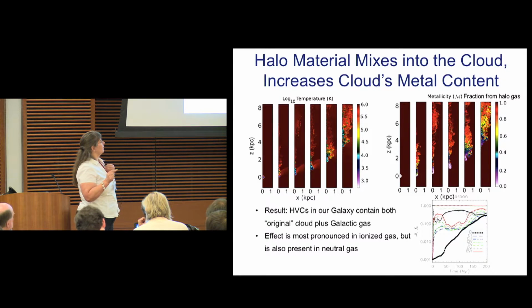Okay, so you're seeing panels. Let's look at the ones on the right. These are in time. These are epochs in time. That's 0 million years, 40, 80, 120, 160, 200 million years. This panel is showing you the fraction of gas that is from the halo. So it's color-coded, with red being 100%, 0 being 0%.